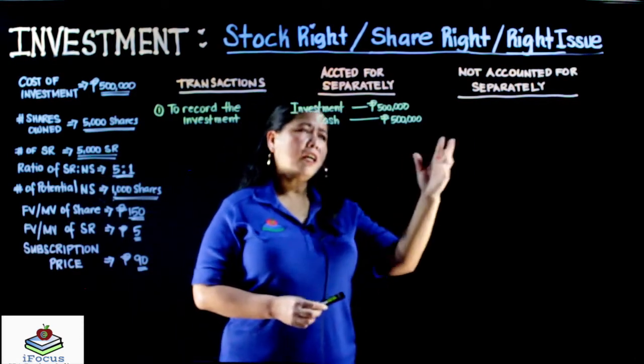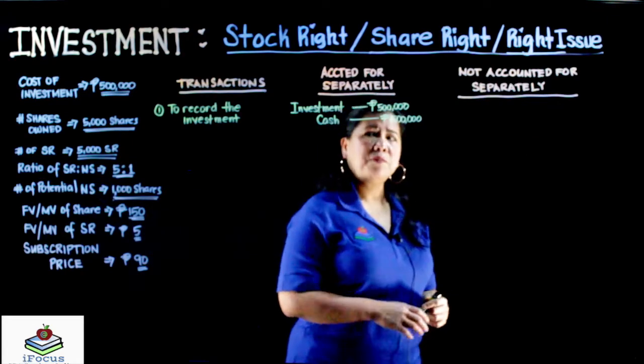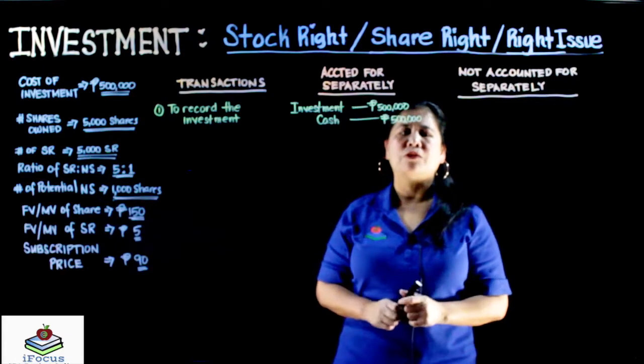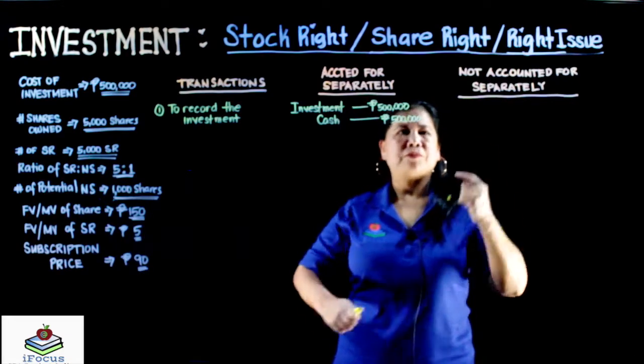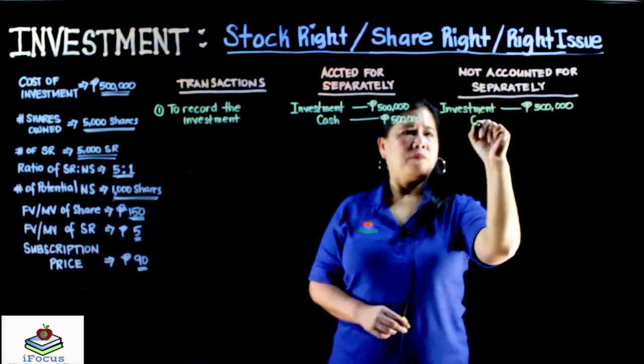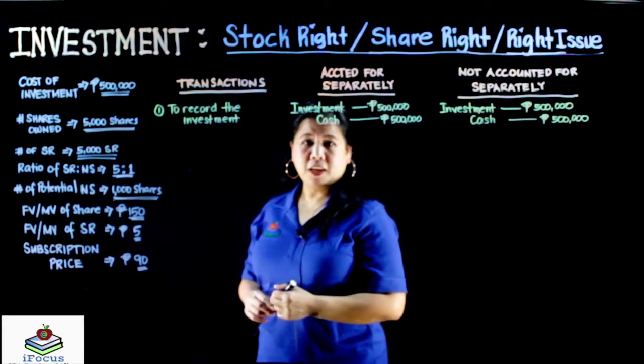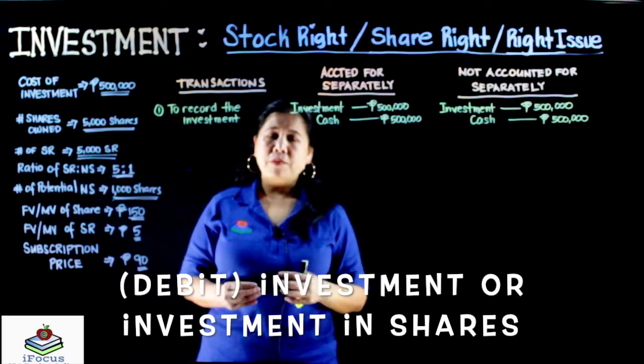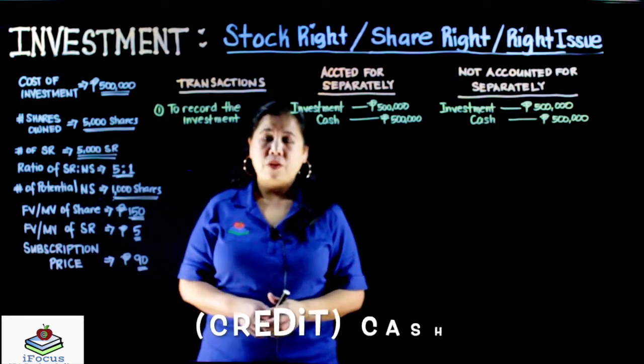Then on not accounted for separately, parehas lang ang magiging entry natin. We debit our investment account and we credit our cash. Yan ang magiging entry natin on both methods. Debit to investment of 500,000 and credit to cash of 500,000.